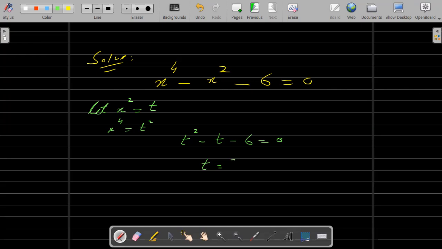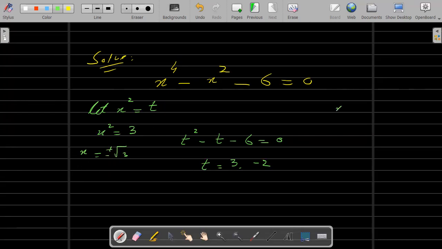3 and minus 2. But this is not the final answer because we need the value of x. So what we will do, because x square is equal to t, we use it here. So x square is equal to t, which is 3. We need the answer for x, not for t. Shift it there, take the square root and write plus minus. When you take the square root, write plus minus root 3. These are two answers.